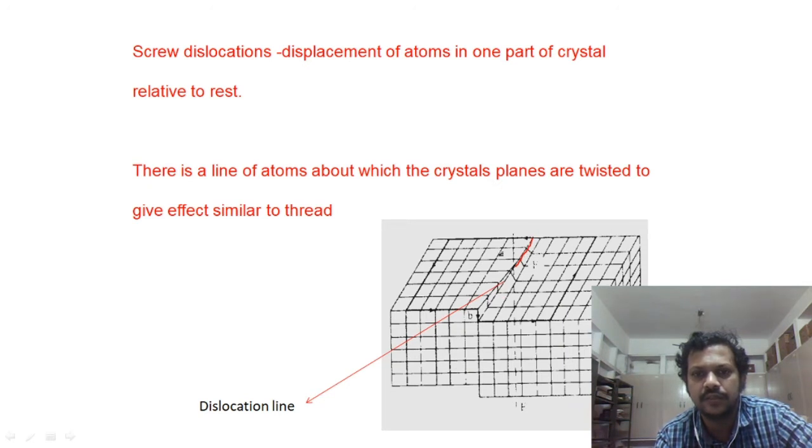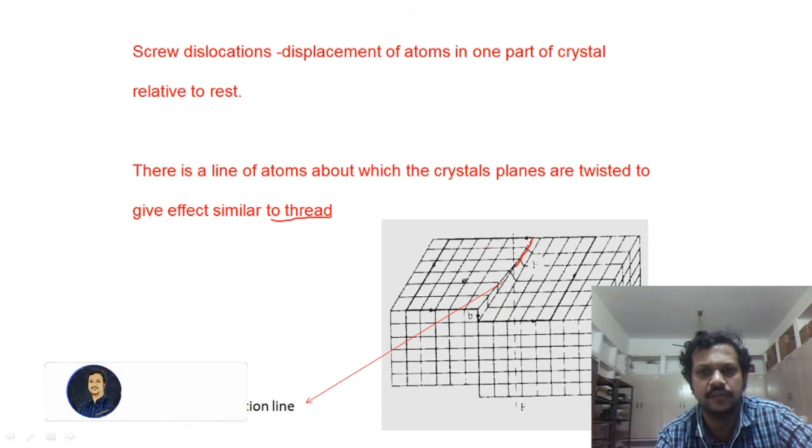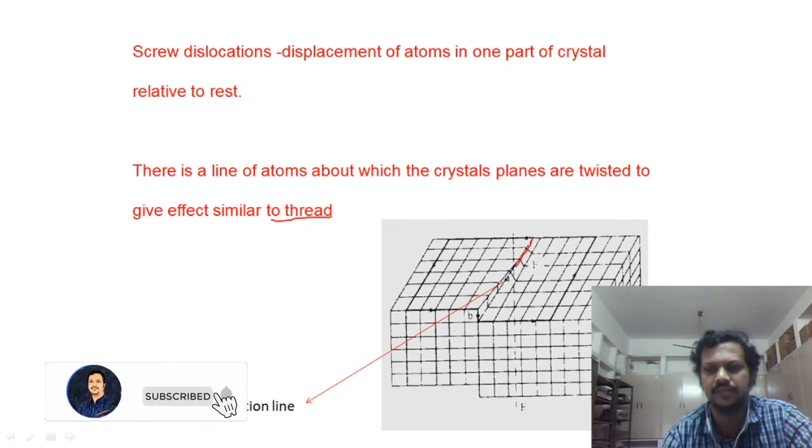It is similar to the thread of a screw. Okay, so that's why it is called a screw dislocation, and this line is called the dislocation line. It happens in one part of the crystal and the remaining part is at rest. So only the dislocation happens here. The other regions remain at rest.